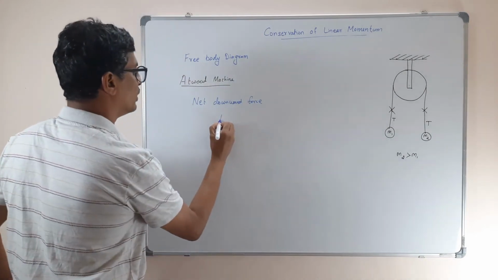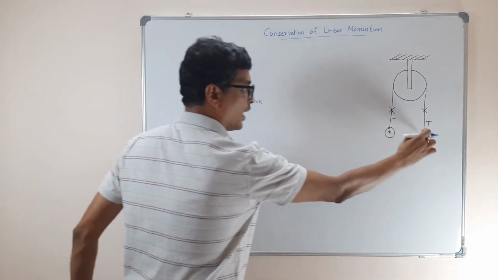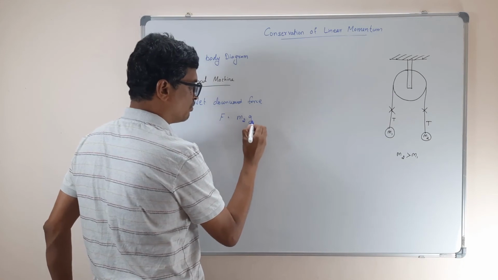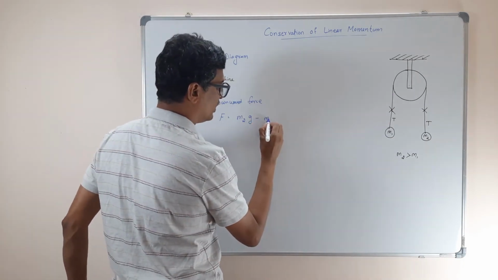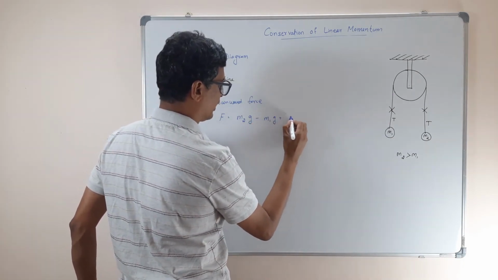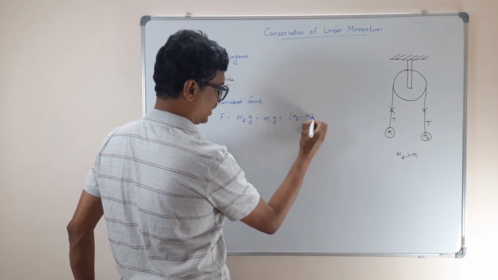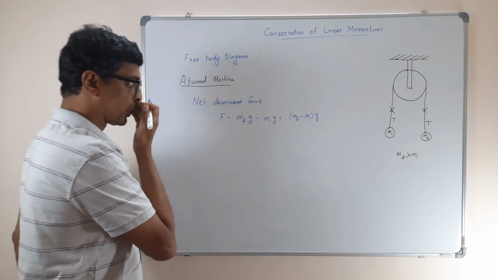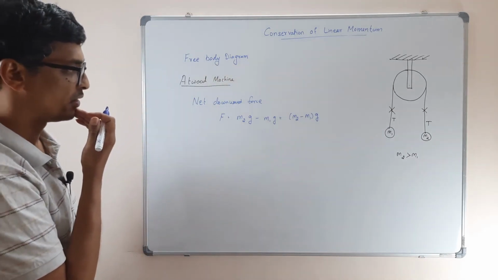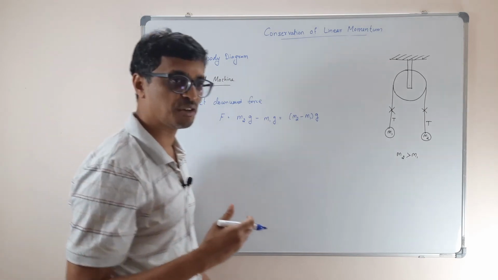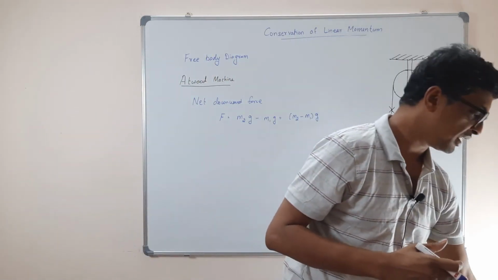F will be M2 times G, am I right? Minus M1 times G, or I can write it as M2 minus M1 times G. Will it be G, or will the tension also give an opposite pull? Tension will be the same. That you have to find out, na? It is not stretchable, na?